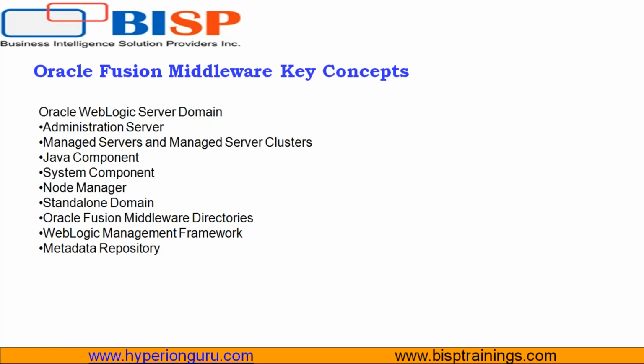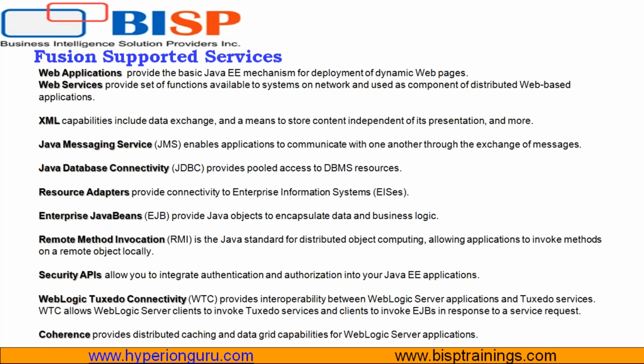Right. So Fusion supported services. These are some of the services. We can quickly go through them just to explain what services come in with Fusion. So you have web applications, which are used for displaying your dynamic web pages. You have web services, using which you can talk to your web-based application through networks. It supports that. XML for data exchange, you need that. Java messaging service, this is required for your messaging for communications from one system to another system or within the same system. And JDBC, which is your database connectivity.